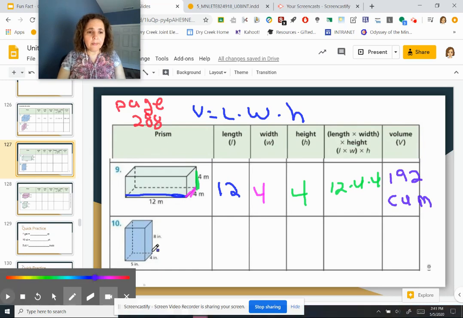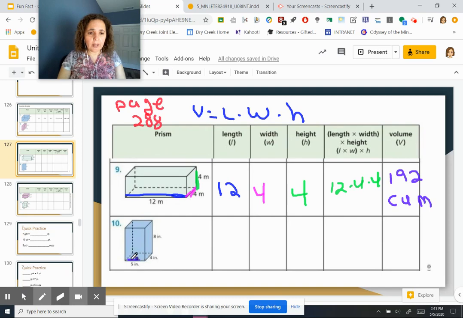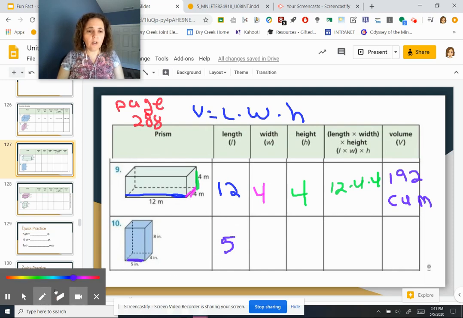Okay, again, I'm going to use my blue for my length. So my length here is 5. So I'm going to go over my line with blue, length going in, 5. So I'm going to put my 5 here. Then I'm going to do my width a different color. I used this color last time, so I'm going to use the same color just to keep it consistent. My width is going in, my line going in. My width is 4.